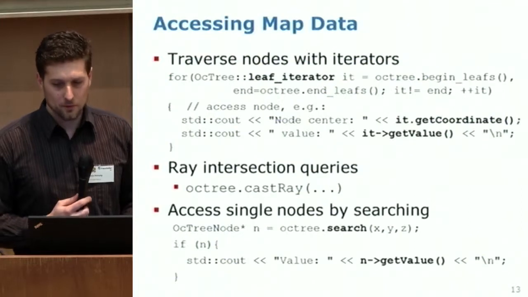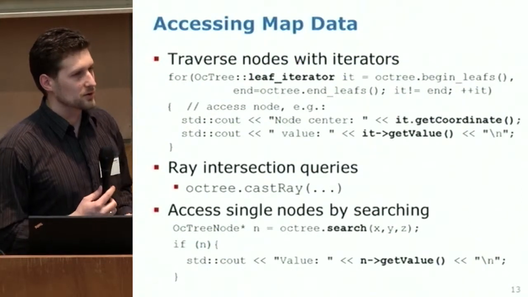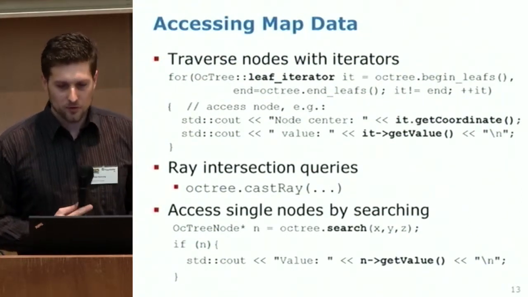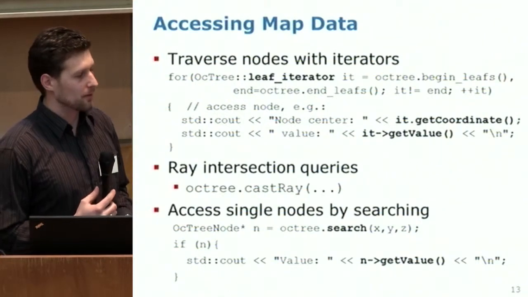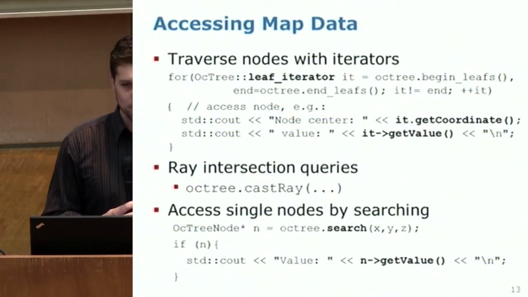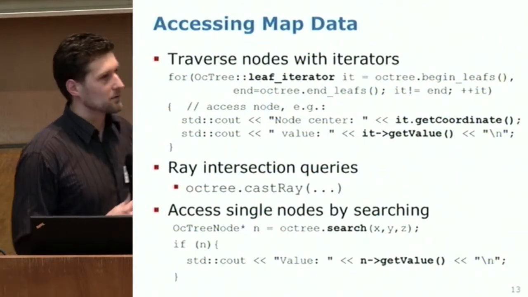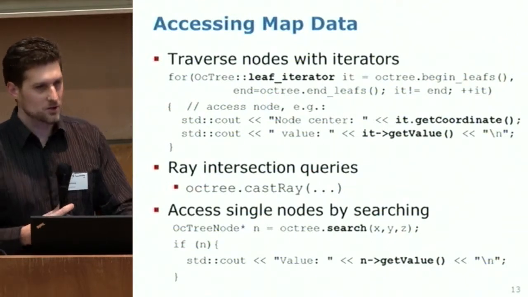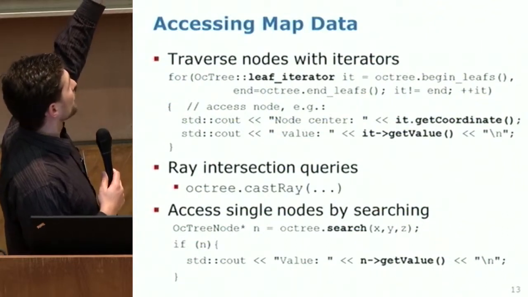Once you've built a map, now what can you do with it? We don't want to build maps just for the sake of building maps. We're going to do something with it. Whatever you want to do with it, we have some methods of accessing this map data. And the most efficient one, just as inserting the scans in a batch, is traversing all the nodes with iterators.